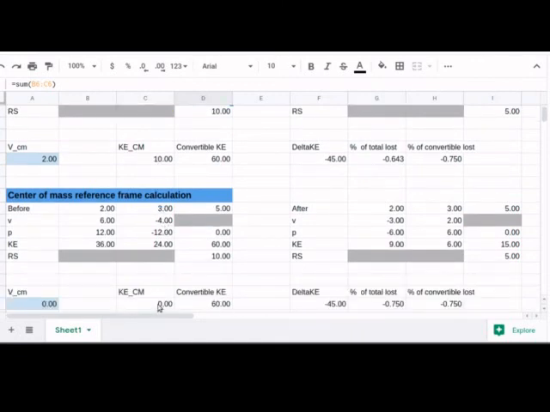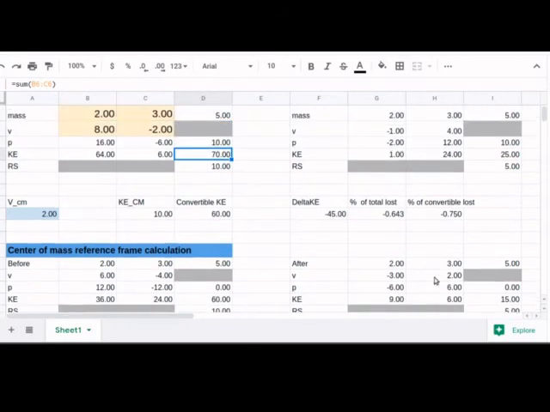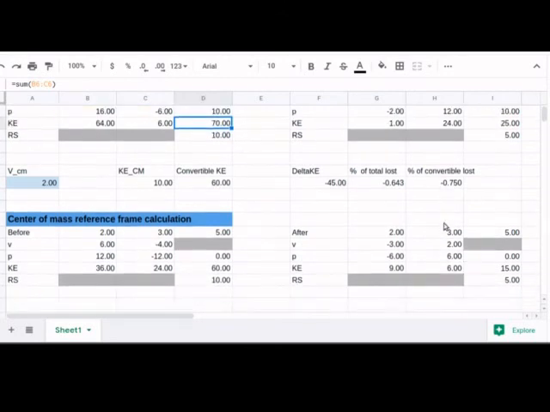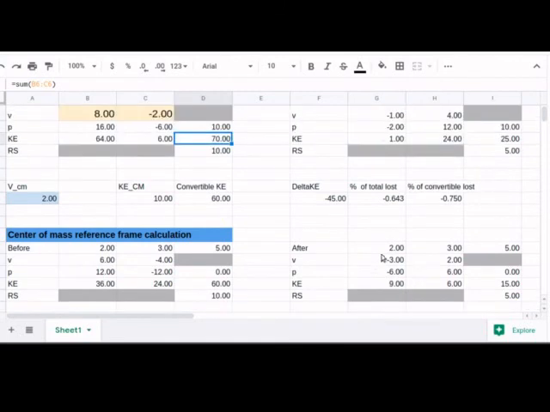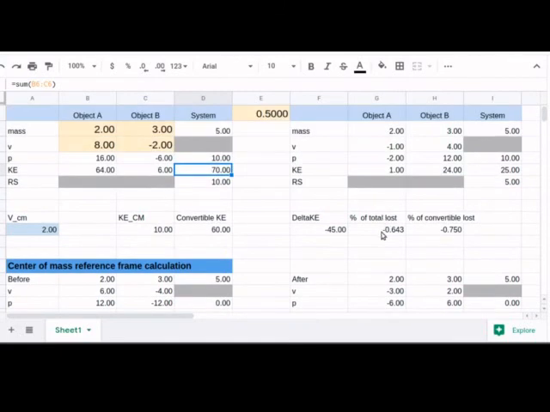In the center of mass reference frame, the center of mass doesn't have any energy, so all of the energy that's there could be converted. Because the E is 0.5 and not 0, it doesn't all get converted into heat, just 75% of it. And you can see that the percentage of that convertible energy that gets lost is the same in both reference frames. It's 75% lost in both. But the percent of the total that gets lost is different in the two reference frames because the total amount of energy is different. It's 75% in the center of mass reference frame and 64% in the original reference frame.